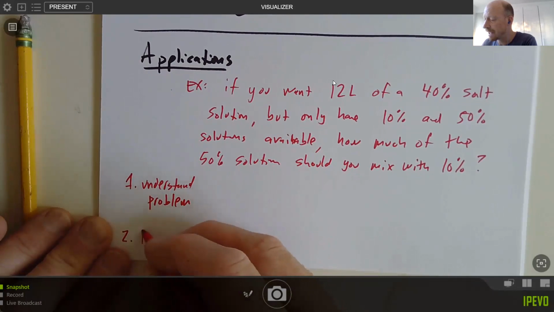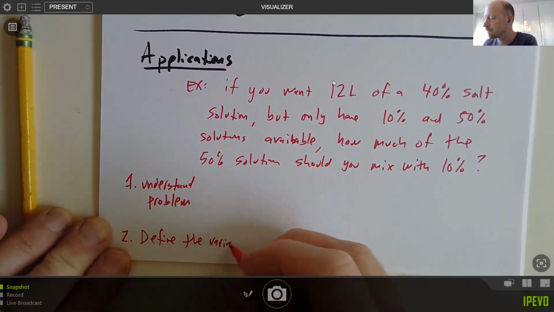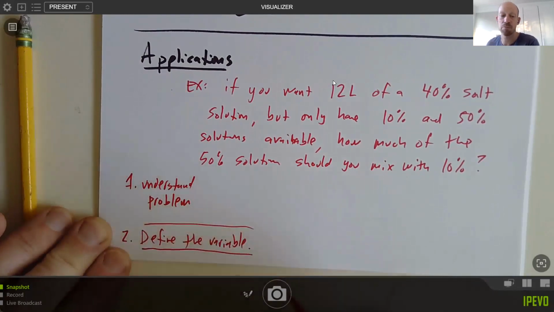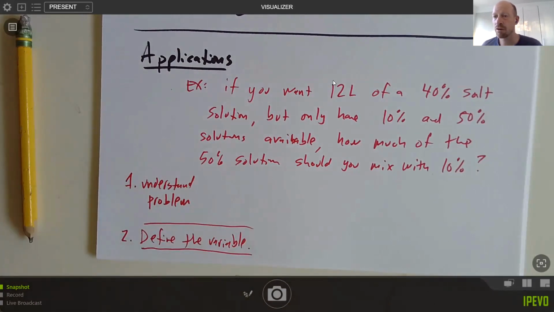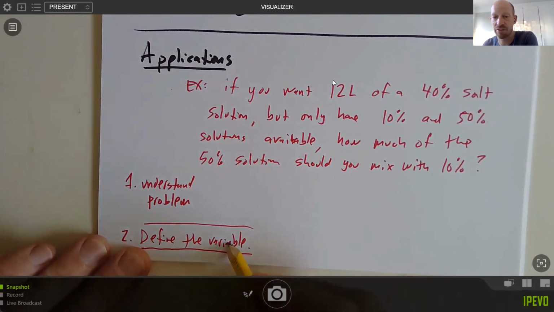Number two, we have to make sure that we define the variable. This is, in my mind, the most important step here. We have to write down what the unknown is. And it's usually stated right in the problem. You usually don't actually have to look very hard for it, but you have to make an effort to write it down, or in some way indicate what the unknown thing is.